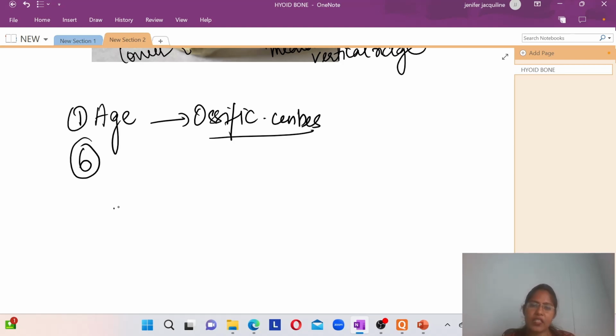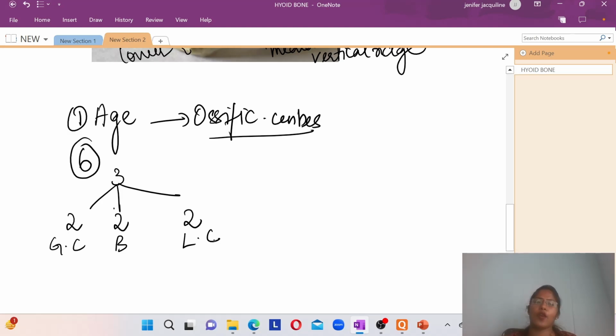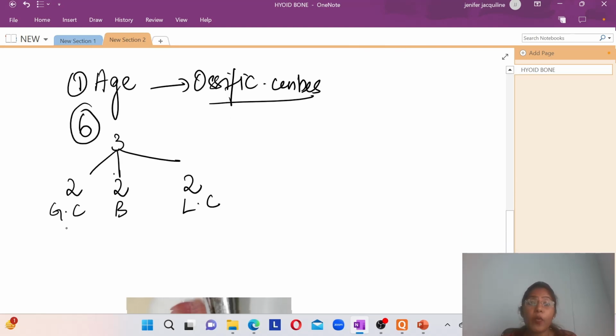These 6 ossification centers are distributed based on the parts. We saw there are 3 parts, right? So it is divided into 2, 2, 2: 2 for the greater cornua, 2 for the body, 2 for the lesser cornua. You should know the appearance and the fusion. The greater cornua appears in intrauterine life, that is the 10th week, whereas the body appears at or after birth. The lesser cornua appears at puberty, right?